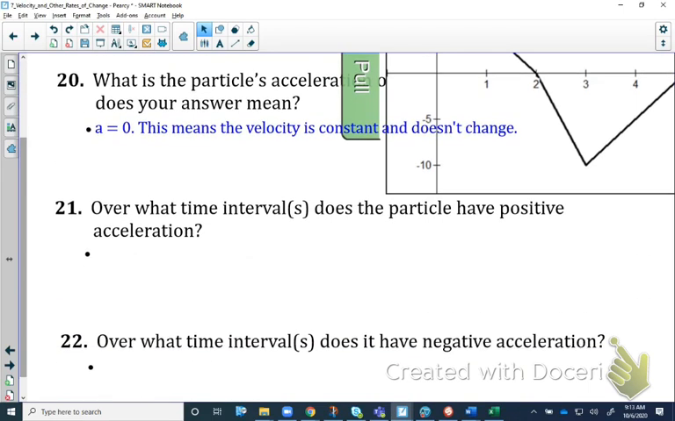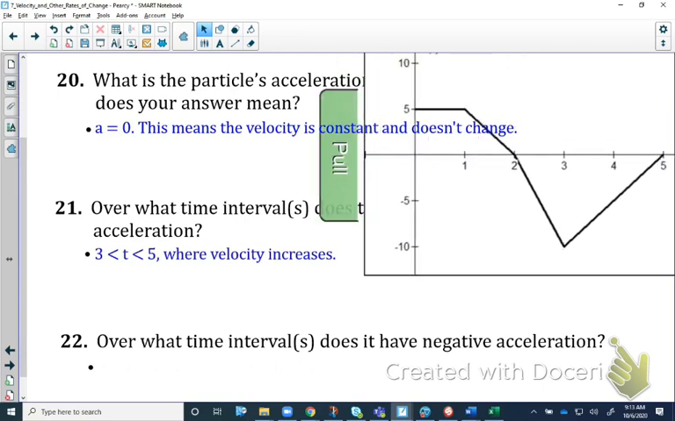Next, 21. Over what time intervals does the particle have positive acceleration? Well, this is where we're looking at having something with the same signs for velocity and acceleration. Oh no, not that. Pardon me, I misspoke. I'm not talking about same signs.